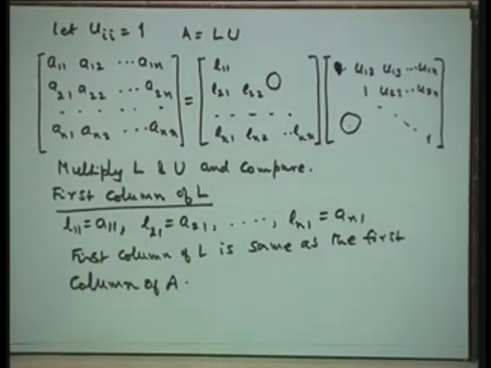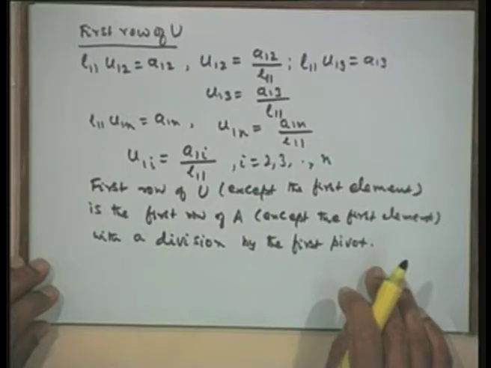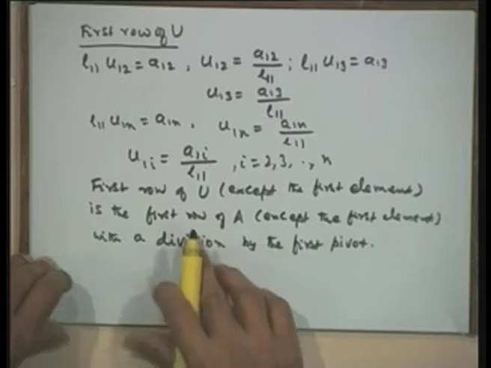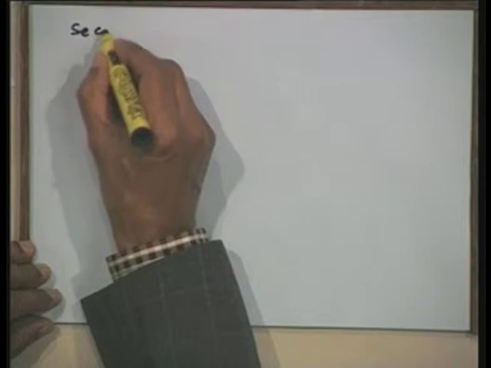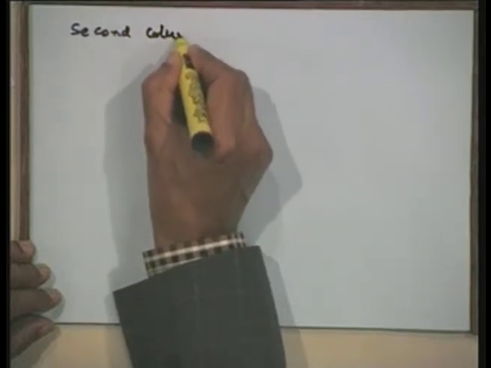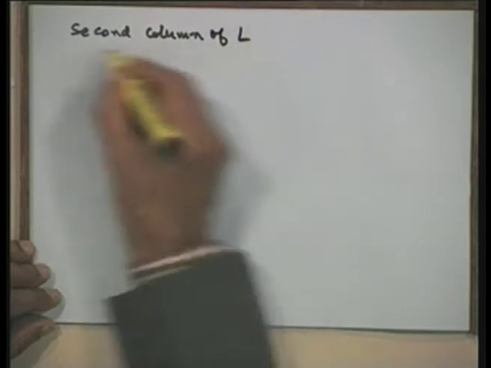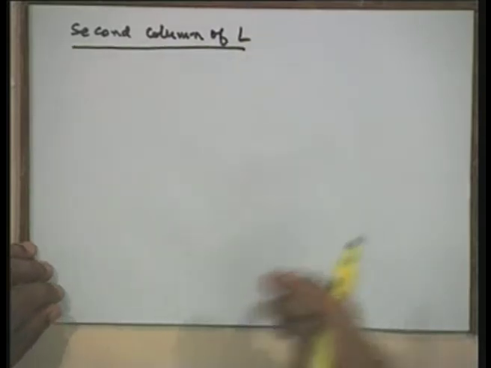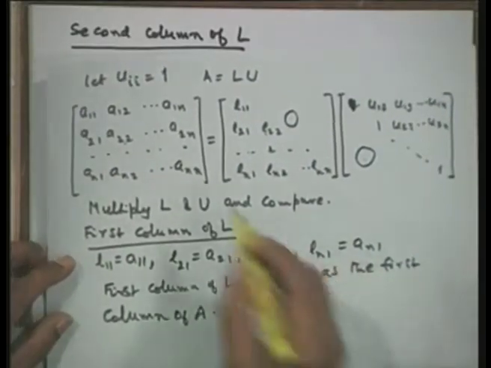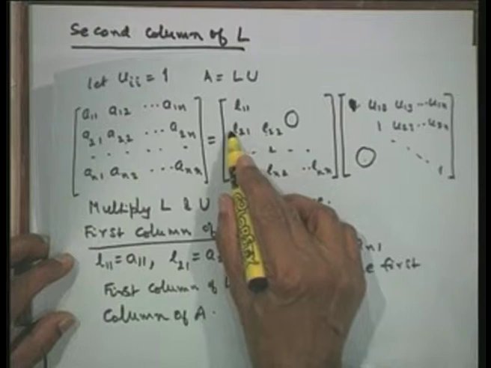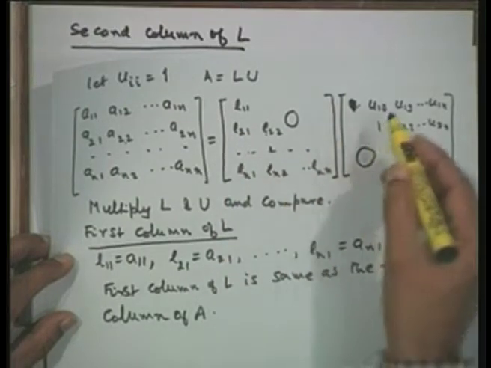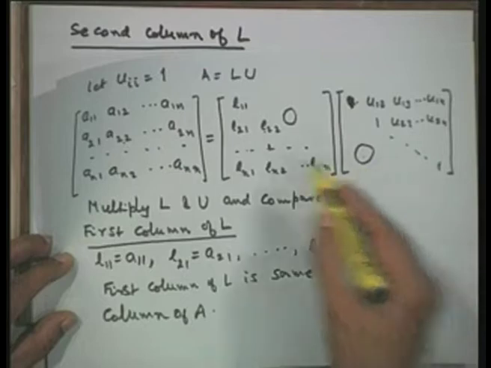So, now let us find the elements of the second column of L. Now, in order to determine the second column of L, I need to consider the product of the second row of L and the second column of U, and so on. Let us first see what we will get here.